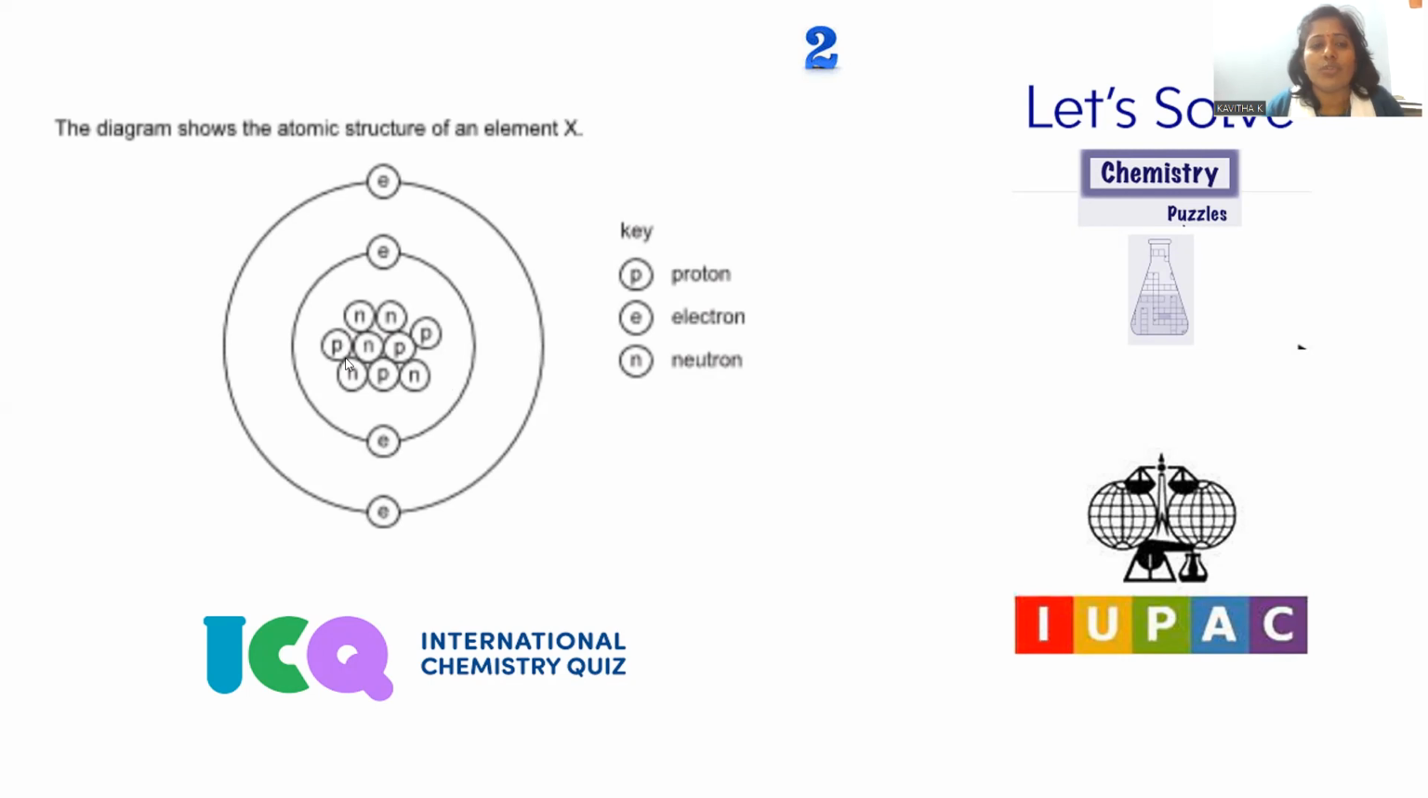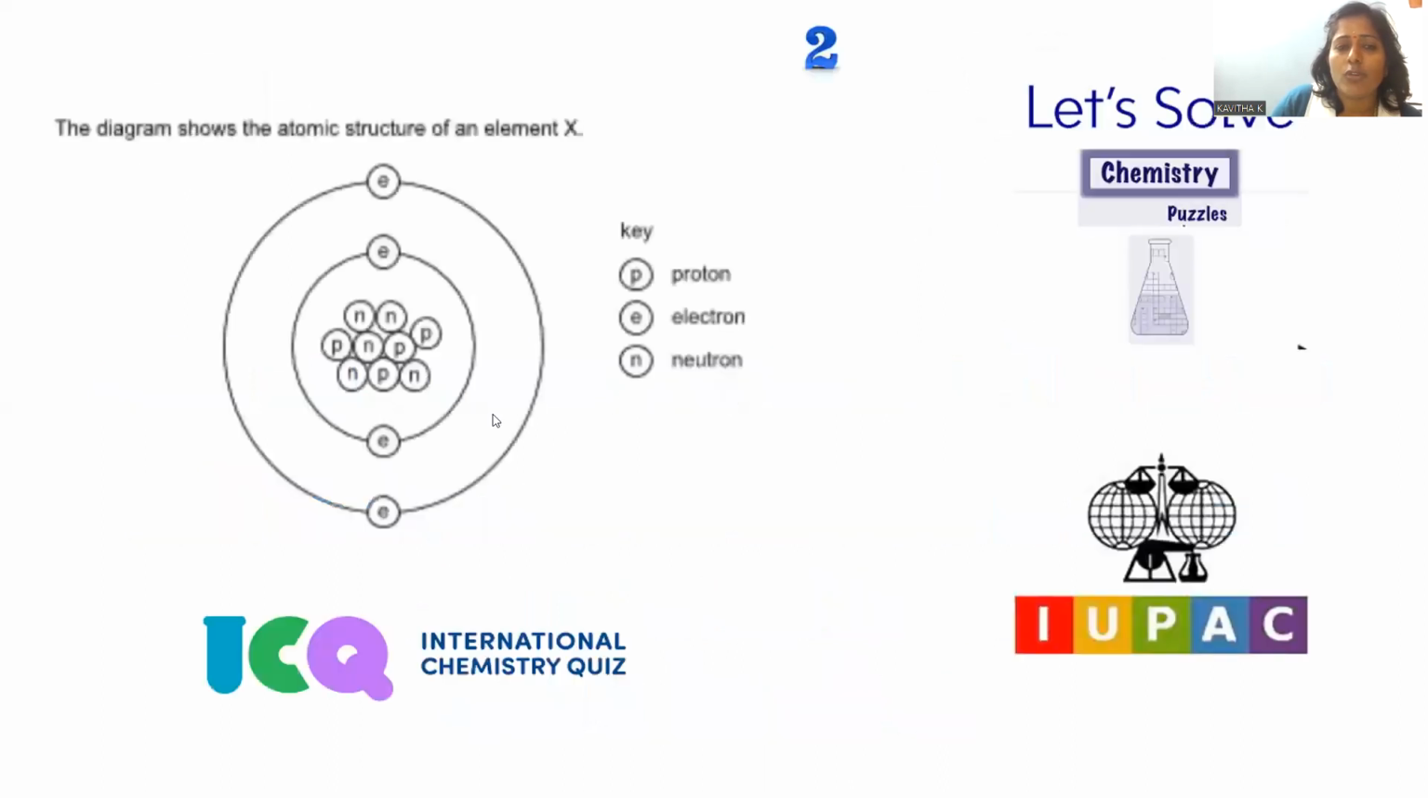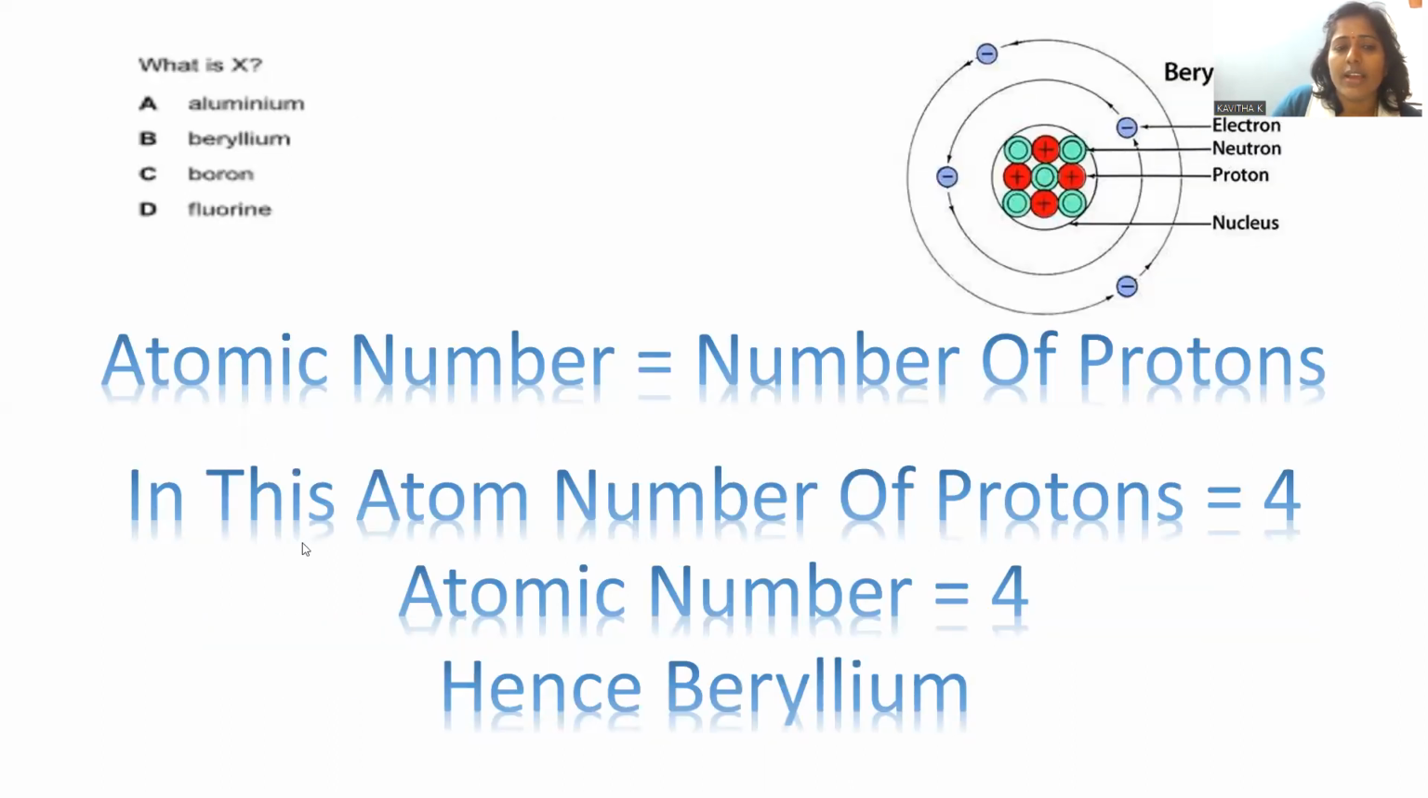Let's count the number of protons over here. If you observe, 1, 2, 3, 4 protons are available, and 1, 2, 3, 4, 5 neutrons are there. 1, 2, 3, 4, 4 electrons are there. With this data, the atom might be aluminium, beryllium, boron or fluorine. From these 4, you have to predict the right answer. Atomic number is nothing but the number of protons present at the nucleus, right? If you count the protons, 1, 2, 3, 4 protons are available. This atom contains 4 protons. Hence, we can say atomic number is 4.